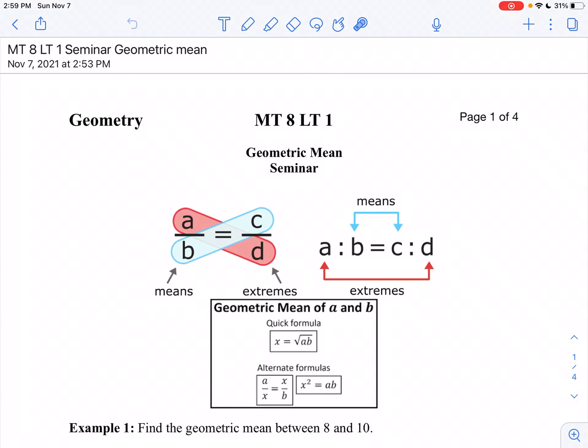So in other words, if B and C are the same thing, we'll say A is to X as X is to D. In other words, X squared equals A times D. That's called the geometric mean. The geometric mean means you're going to multiply the two numbers together, then take their square root. And since we're talking geometry, it's going to be the positive square root.